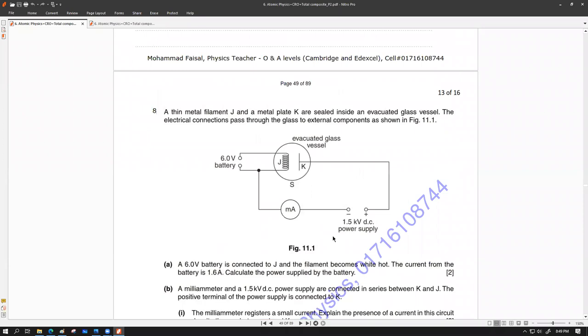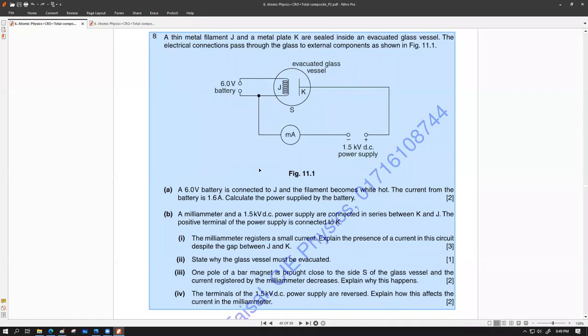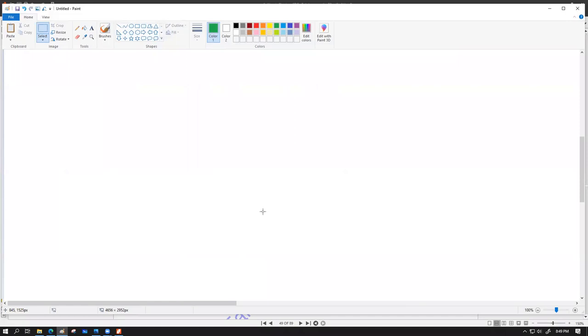This is a nice question. There is a lot of calculation over here, so I'll take out this question. And we have some other stuff over here as well about the magnetic field, which is quite a good question. So let's have a look at this question.